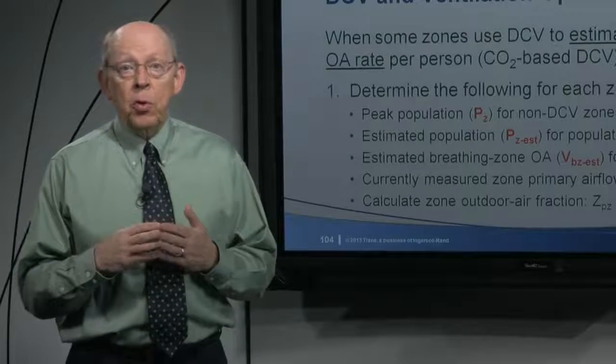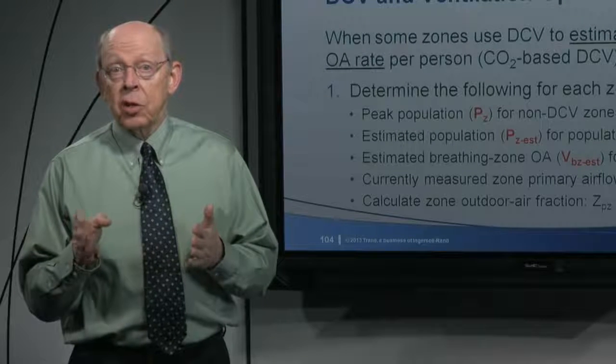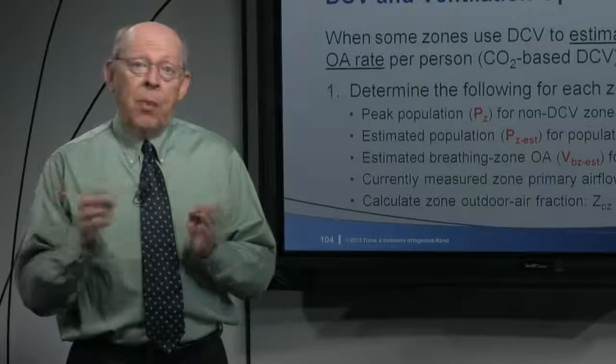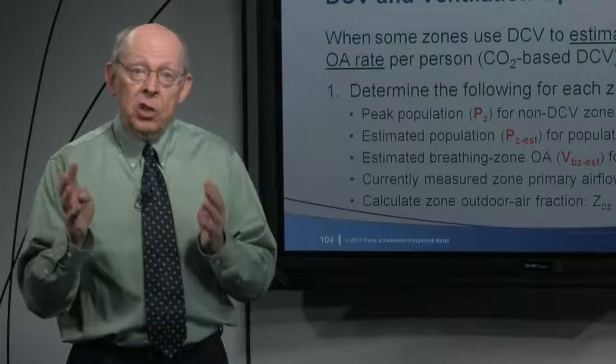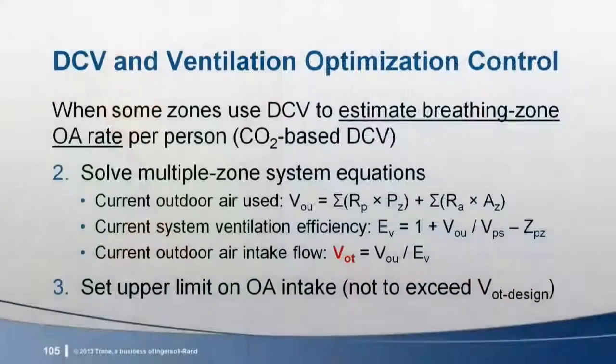If you choose this approach, be sure to combine it with occupancy sensors in the demand control zones. That way, unoccupied zones with elevated CO2 levels won't be overventilated by mistake. As before, use these zone values to solve the multiple zone system equations for the current system outdoor air intake flow. And finally, set an upper limit on intake airflow.